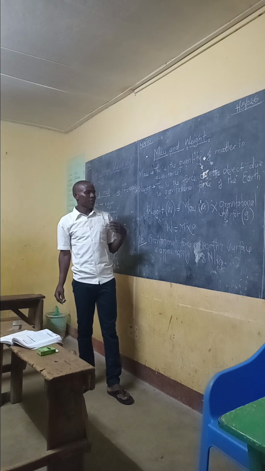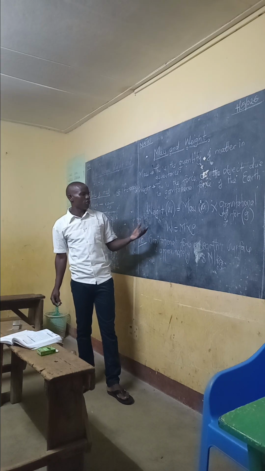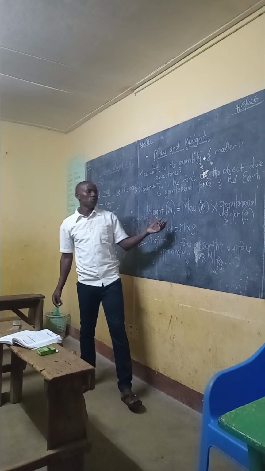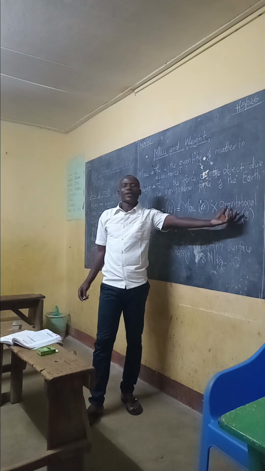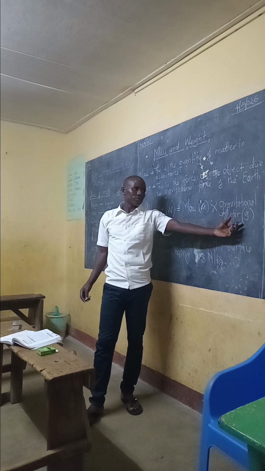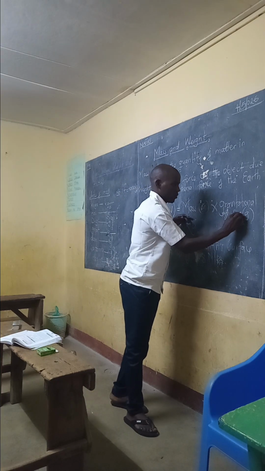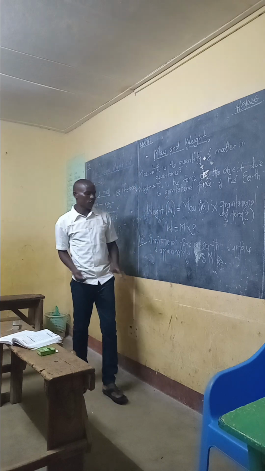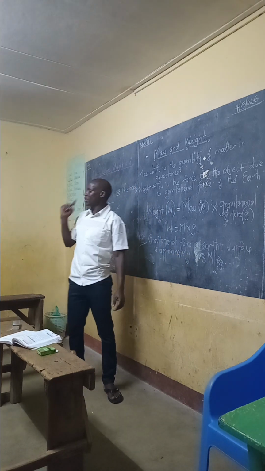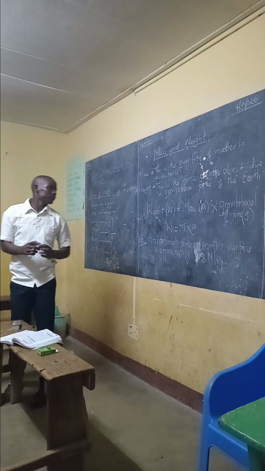Meaning, any calculation that is going to involve weight is supposed to use this particular value as the gravitational force. Are we together there? Supposed to be using that as the gravitational force. So it is always 9.8 or 10 Newton per kilogram.